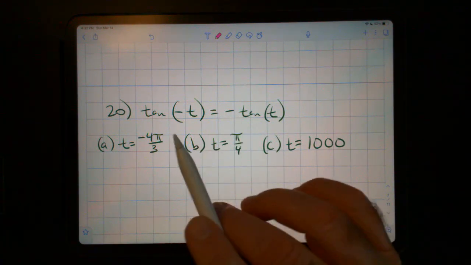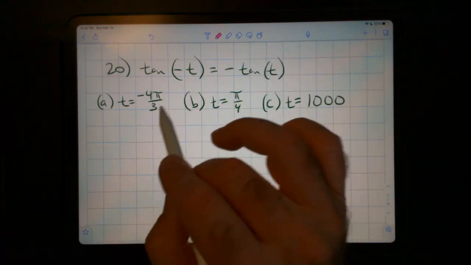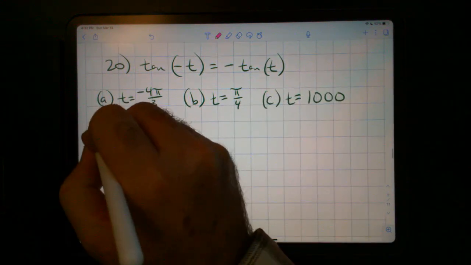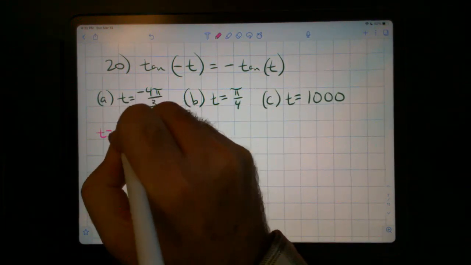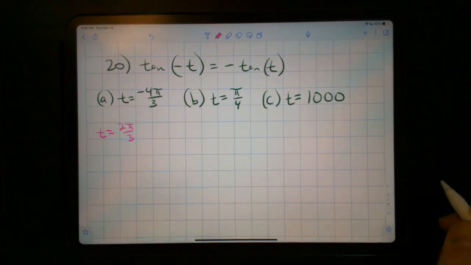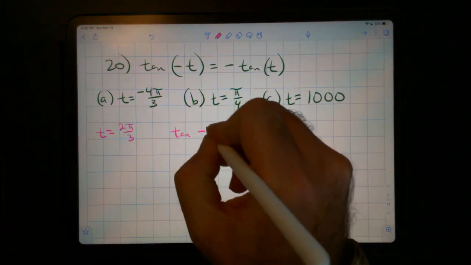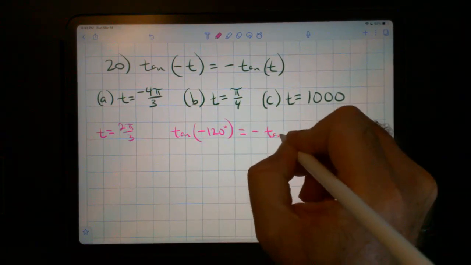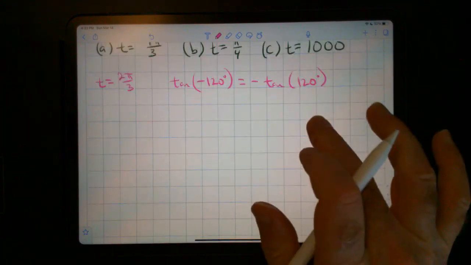Tangent is an odd function. We'll see this here. So let's add 6 pi over 3. So this is the same thing as 120 degrees. So we're going to compare tangent of negative 120 degrees to negative tangent of positive 120 degrees. Okay.